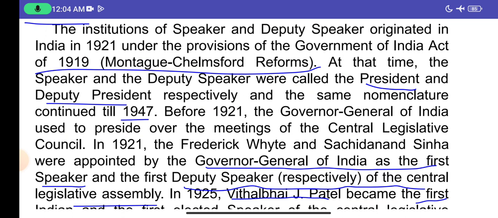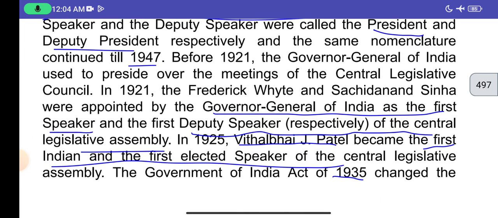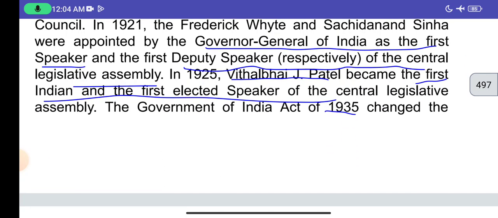Before 1921, the Governor General of India used to preside over the meetings of the Central Legislative Council. In 1921, Frederick Whyte and Sachidanand Sinha were appointed by the Governor General of India as the first Speaker and the first Deputy Speaker respectively of the Central Legislative Assembly. In 1925, Vitthalbhai J. Patel became the first Indian and the first elected Speaker of the Central Legislative Assembly.